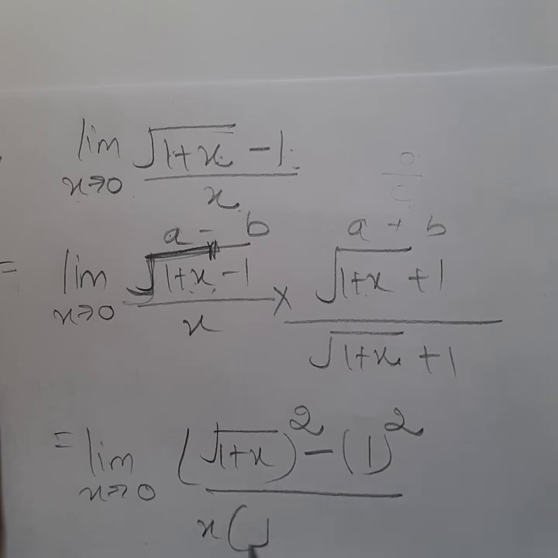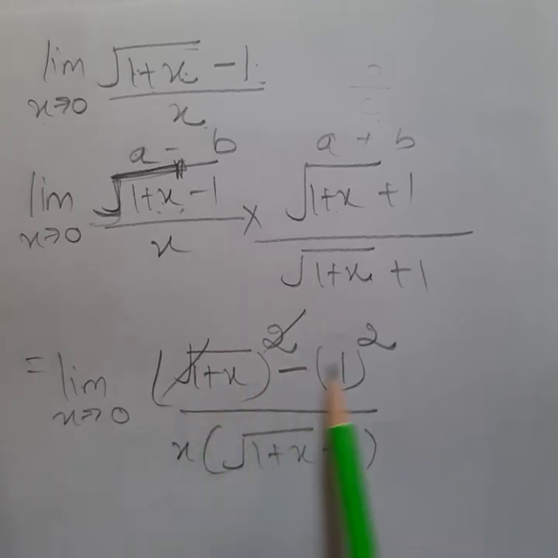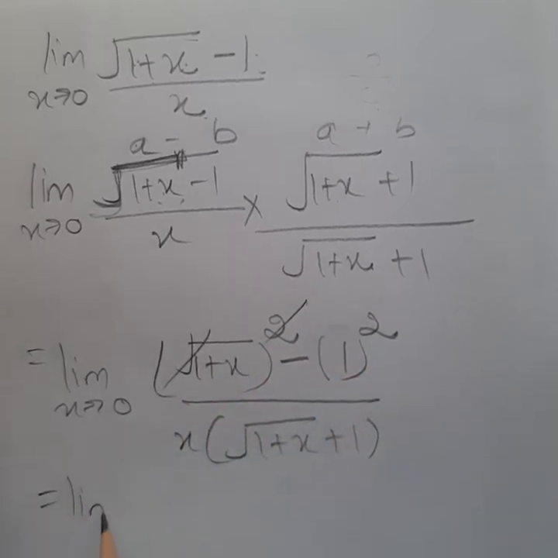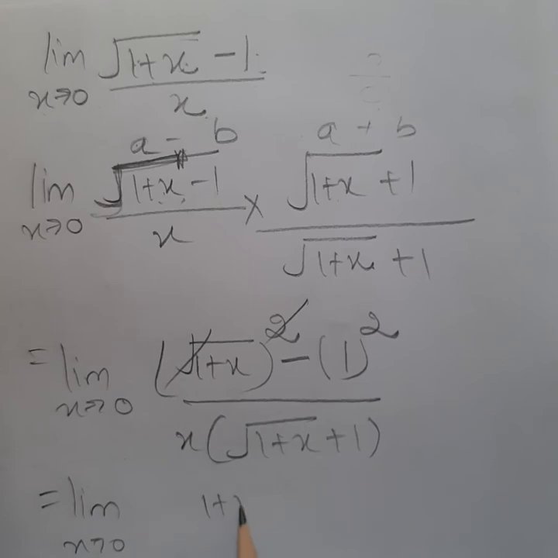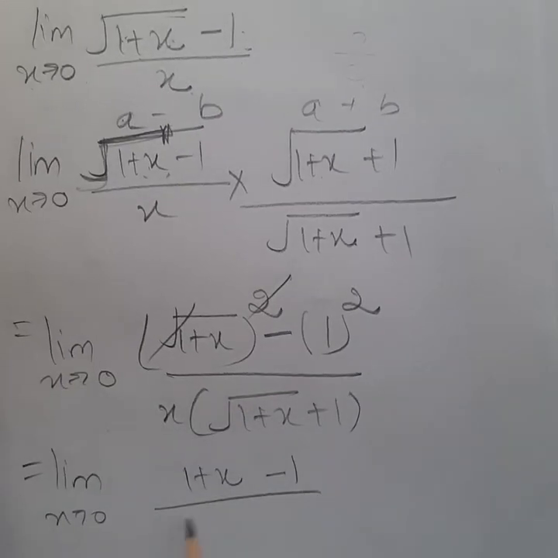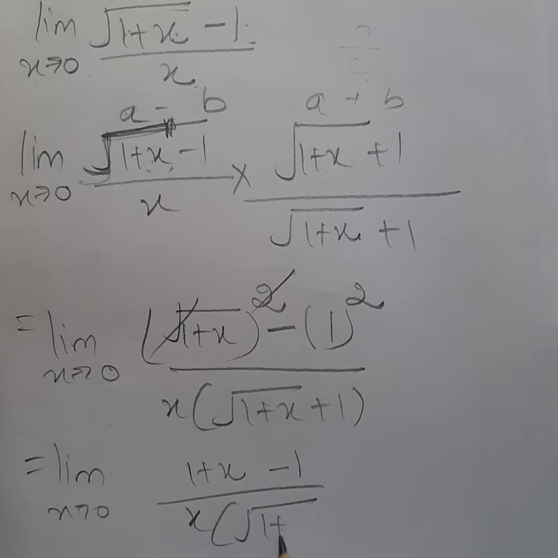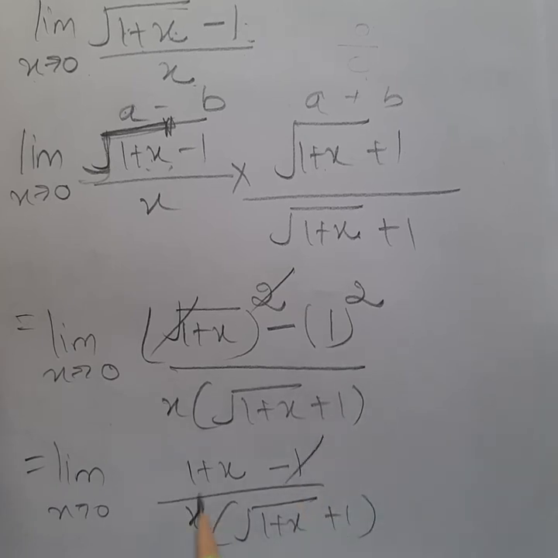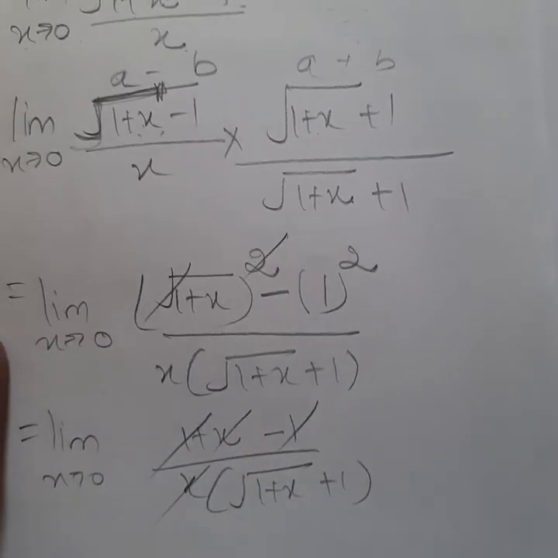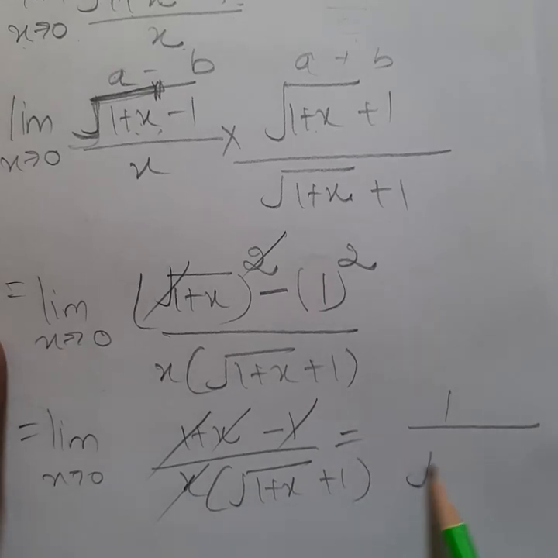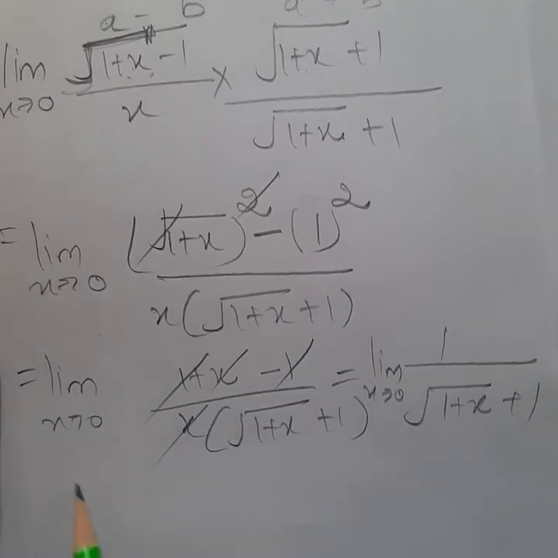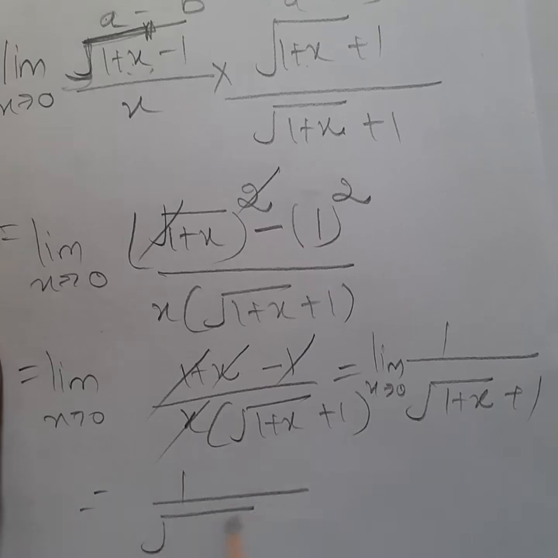So in the denominator you write the terms as it is, and after cancelling square root by 2 you get 1 plus x minus 1 upon x, and you can write 1 plus x plus 1. After cancelling 1 by 1 and x by x, you are left with the function 1 plus x plus 1. Okay, after putting the limit, you get the answer that 1 upon square root of 1 plus 0 plus 1.